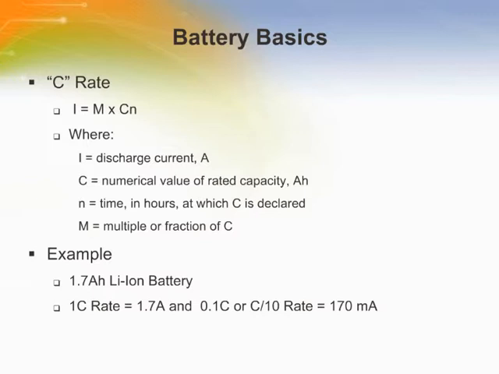For example, if the rated capacity is 1.7 amp hours, a discharge rate of 1 C corresponds to a discharge current of 1.7 amps. A rate of C over 10 corresponds to a discharge current of 170 milliamps.